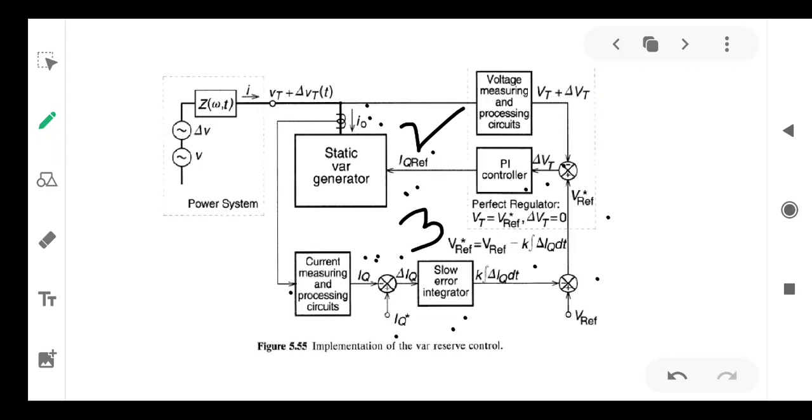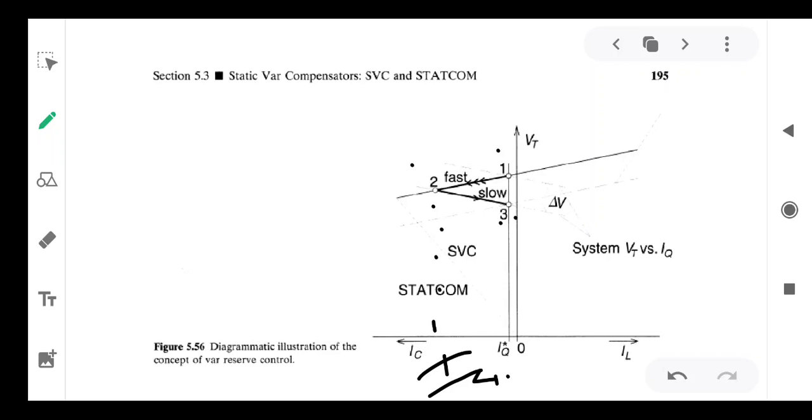In the meantime, the compensator allows the tap changing transformer to change the voltage to the required level. Therefore, the compensator reactive current is kept as reserve margin. The compensator reactive power is kept as reserve margin to the system. Therefore, it is called reserve control, VAR reserve control of the system, which was explained here.